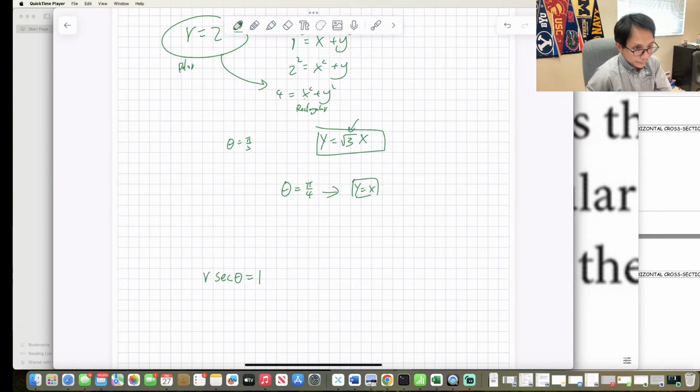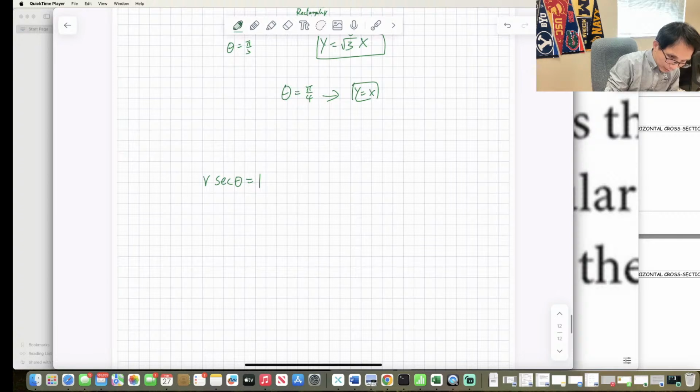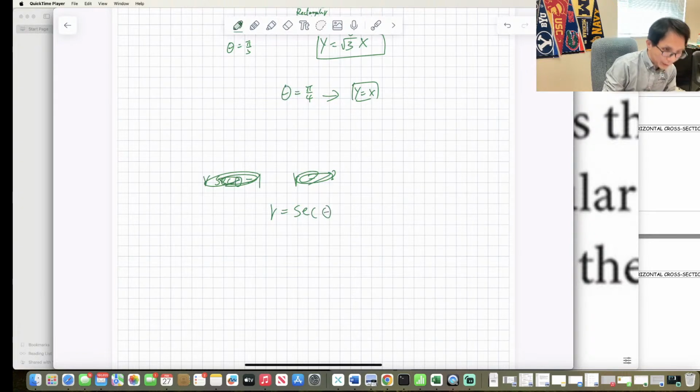You just rearrange it and go back to the same thing. R equal to secant theta. What would be this rectangular equation? Secant theta equals x squared plus... No, secant theta squared equals x squared plus y squared.